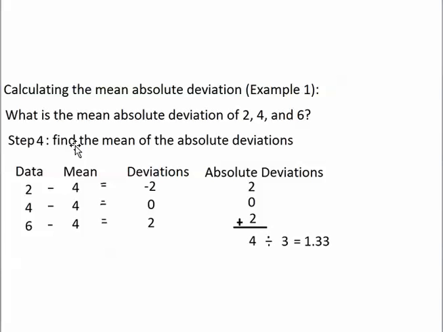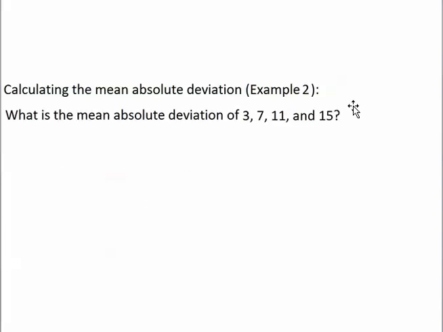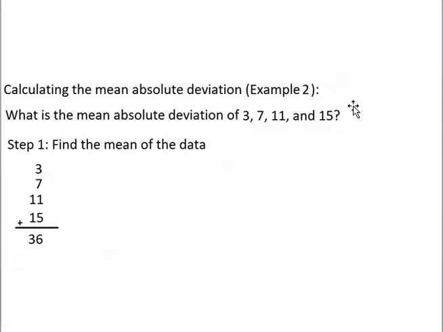So step 4 is finding the mean of the absolute deviations. There's 3 of them, so we add them and divide by 3, and that's our answer. The mean absolute deviation is just the mean of the absolute deviation column. And here was one other example with a set of 4 numbers.